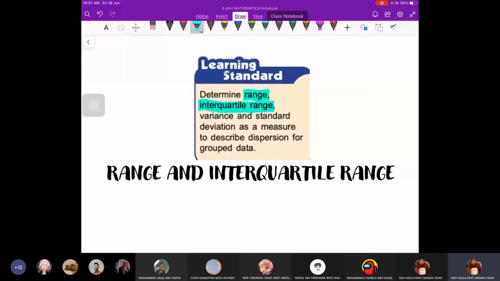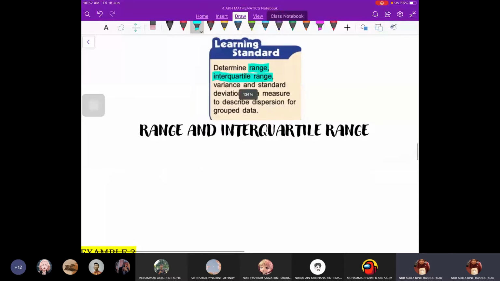Benda baru. Okay. So dia bahagikan learning standard ini kepada dua part. So kita akan buat pengenalan range and interquartile range. Kemudian baru kita pergi tengok macam mana nak kira variance and standard deviation. Alright.